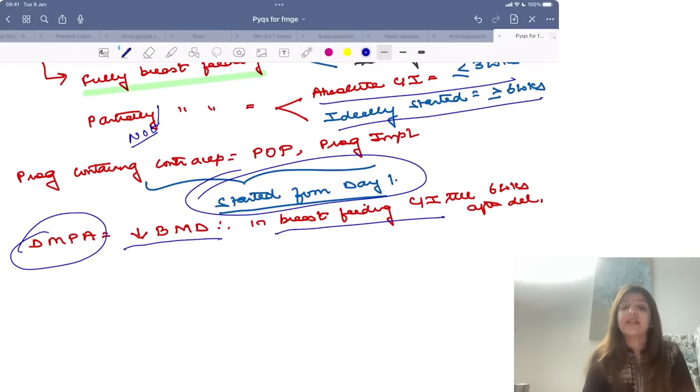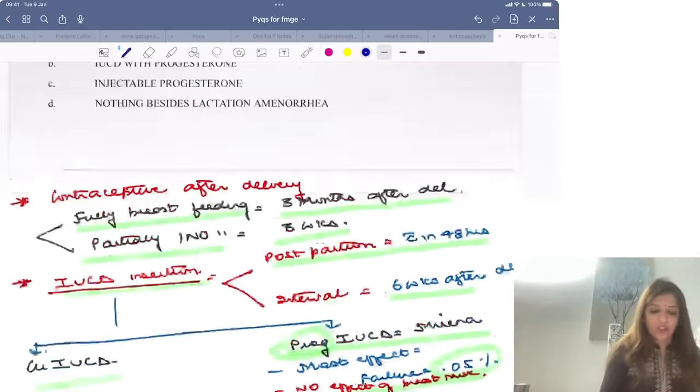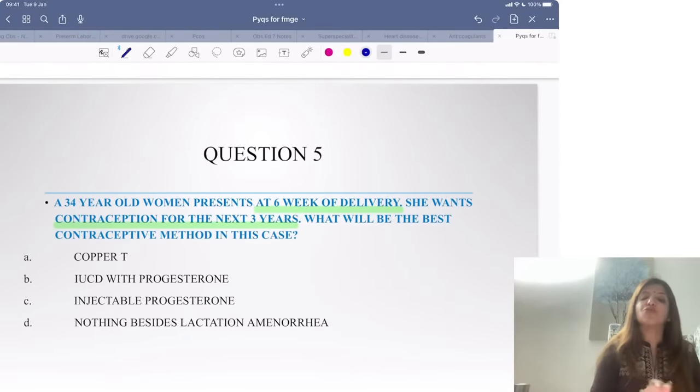Right? OCPs, ideally in a breastfeeding female, we should start 6 months after delivery. But they are absolutely contraindicated till 6 weeks after delivery. But in a breastfeeding female, I'm going to start it ideally after 6 months. Progesterone containing pill or implant, you can start from day 1 of delivery. Right? And injection, DMPA, in a breastfeeding female, you should start from 6 weeks after delivery. Now, with this knowledge, let us come to this question. Your question is saying the patient has come to you 6 weeks after delivery and she wants a contraception for next 3 years.